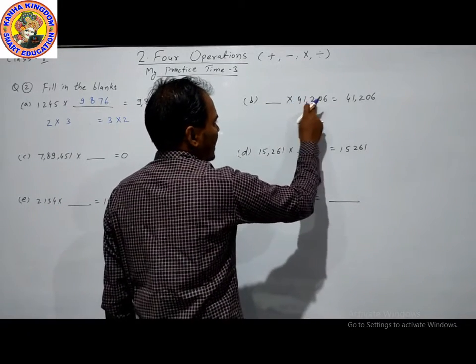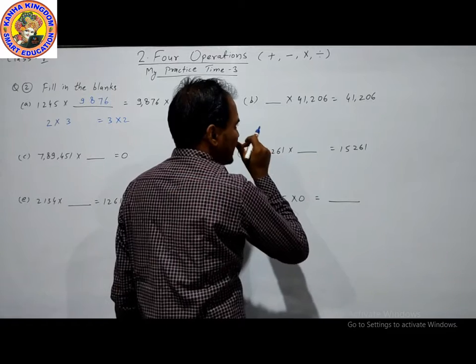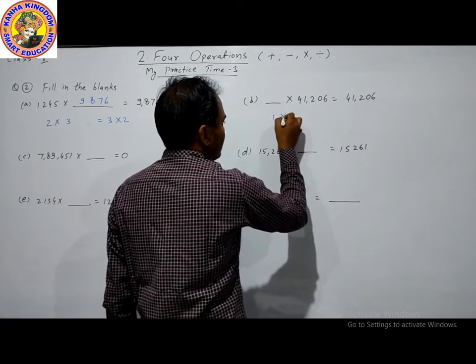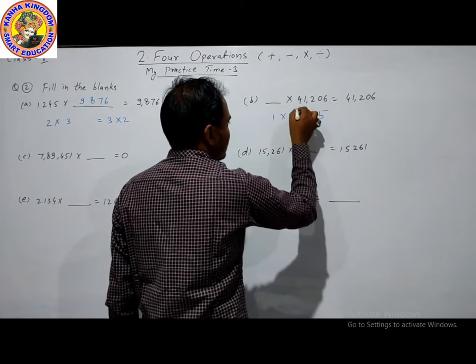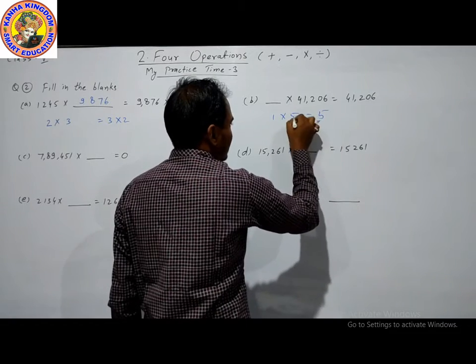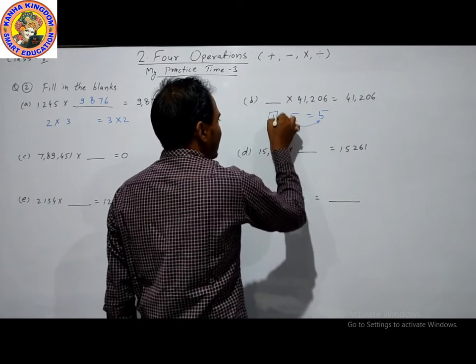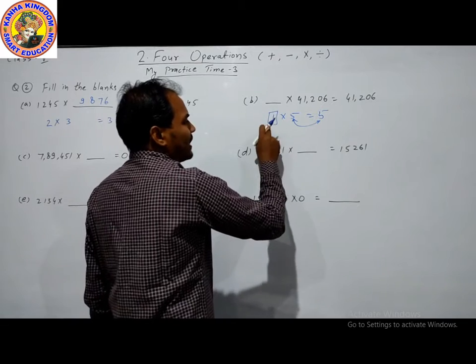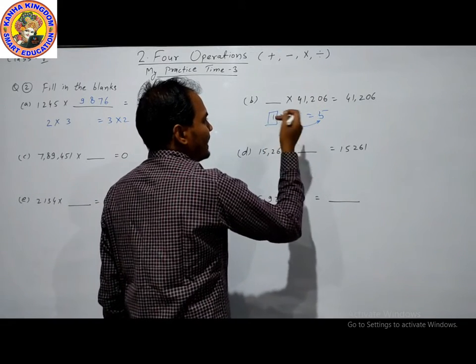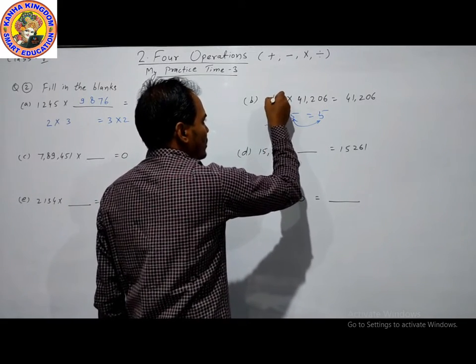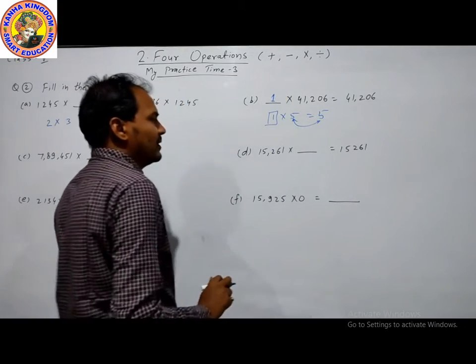A number is multiplied by another number and the answer is the same. 1 into 5 is equal to 5. Here 5 and 5 are equal by multiplying by 1. When we multiply the number by 1, we get the number again. So here we multiply by 1.